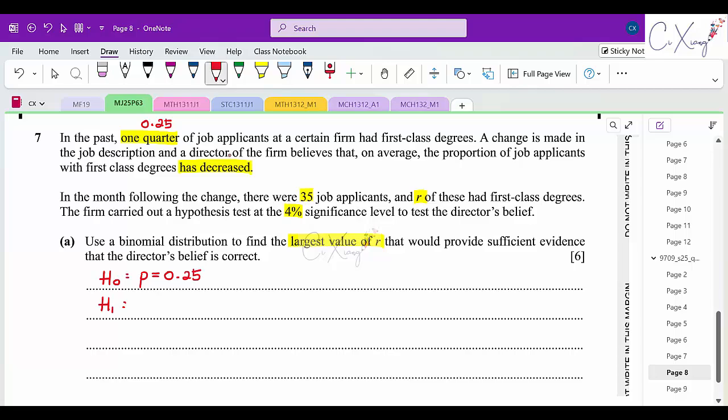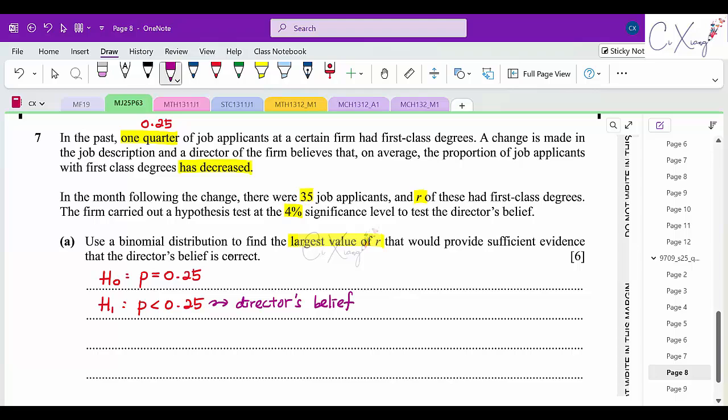After that, there's a director, right? The director of the firm believes that on average, the proportion has decreased. So the director suspects that the rate has decreased. Therefore, p will be less than 0.25, because decrease means smaller. And you need to know that basically this is the director's belief.